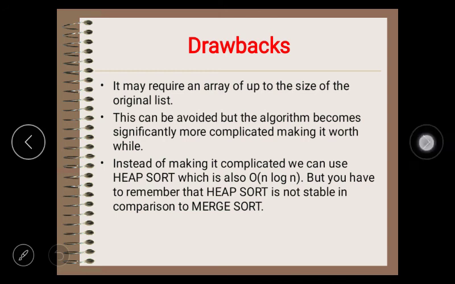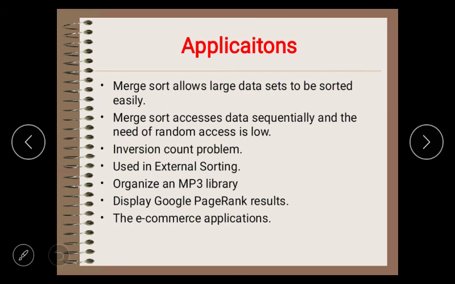Now we'll see what the applications are. Merge sort allows large data sets to be sorted easily, and it accesses data sequentially, so the need for random access is low. We can also use merge sort in the inversion count problem, in external sorting, in organizing an MP3 library, in displaying Google PageRank results, and of course in e-commerce applications. So these are the applications of merge sort.